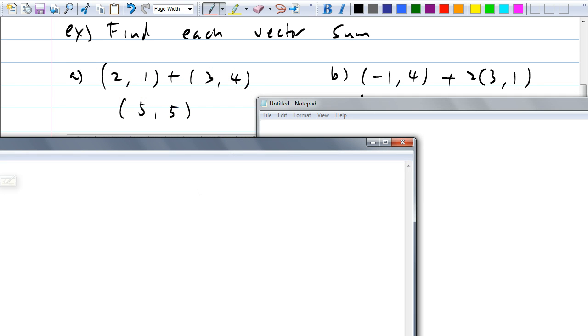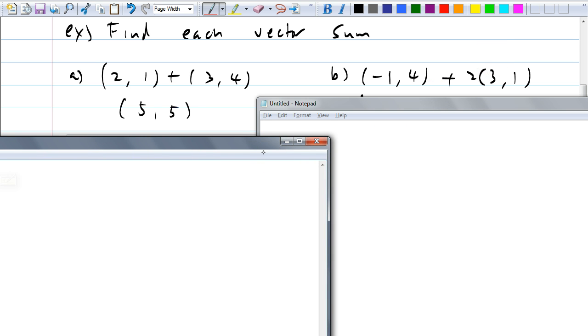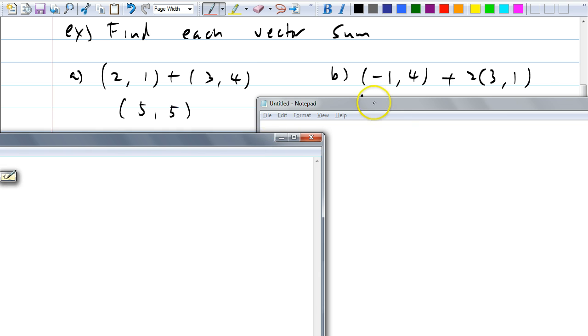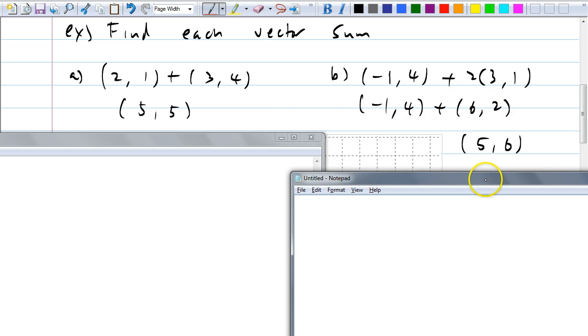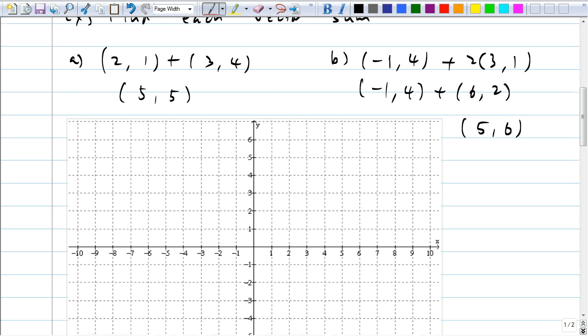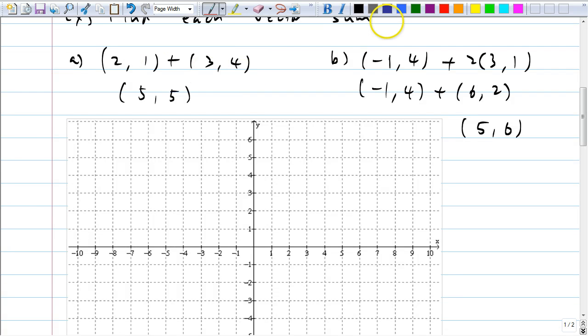What about B? I haven't called Michelle. What did you get for B? 5, 6, because you get negative 1, 4 stays the same. Multiply that by 2, you get 6, 2, and then you get 5, 6. Very good. Now here's the important part though. Let's see whether we can understand this graphically. So let's add these two vectors, 2, 1, and 3, 4.